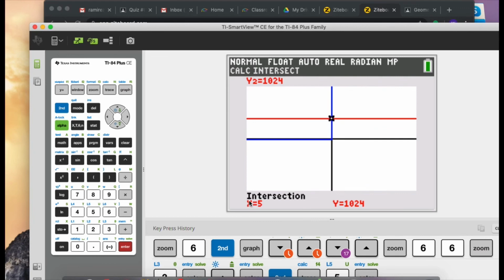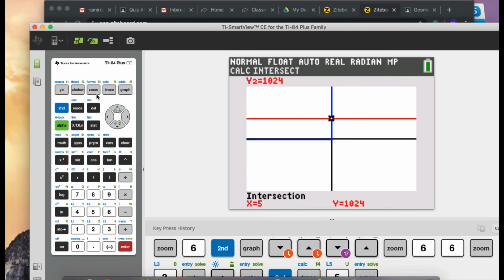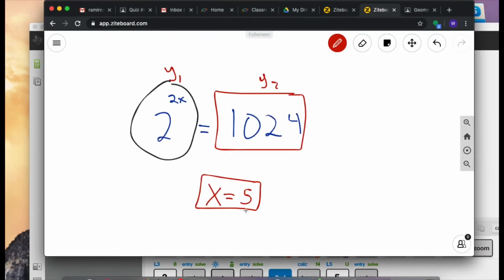So both methods work fine. Sometimes it'll be hard to find where the two graphs actually intersect. You might have to do a little bit of messing with your parameters on your calculator, but those are the two methods that you can use to get that answer. Now you could also do this by just using algebra. If you prefer that way, that's fine, but this is another feature that you can use on your calculator.